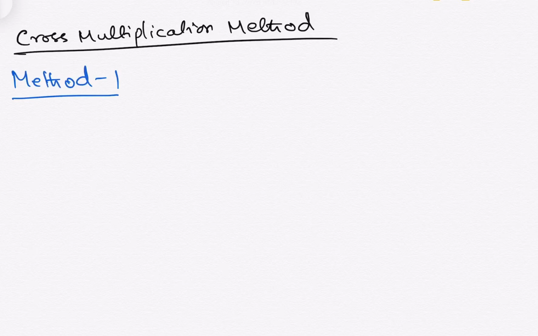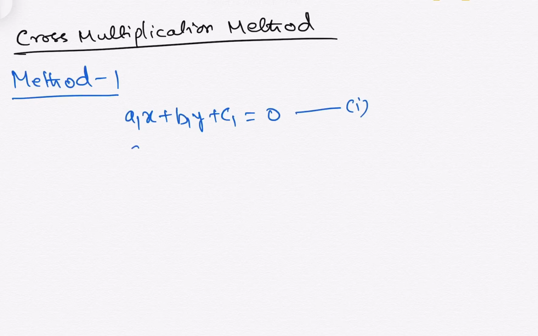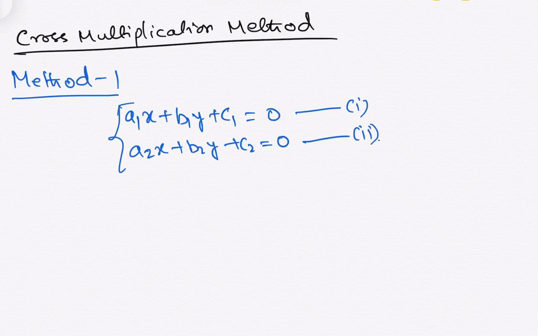In the general form of a two variable linear equation, we know it looks like a1x plus b1y plus c1 equals 0. This is equation 1, and the second equation is a2x plus b2y plus c2 equals 0. So the two variable linear equations look like this. After that, you see that a1, a2, b1, b2 are the coefficients of x and y, and c1, c2 are the constants of these two equations.